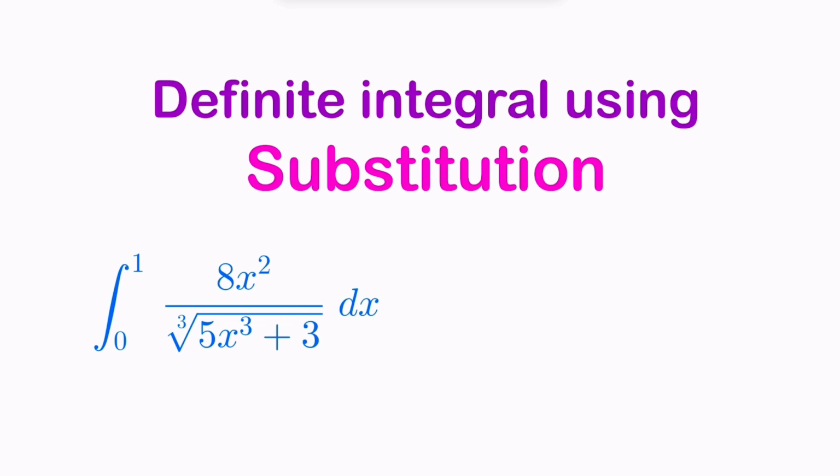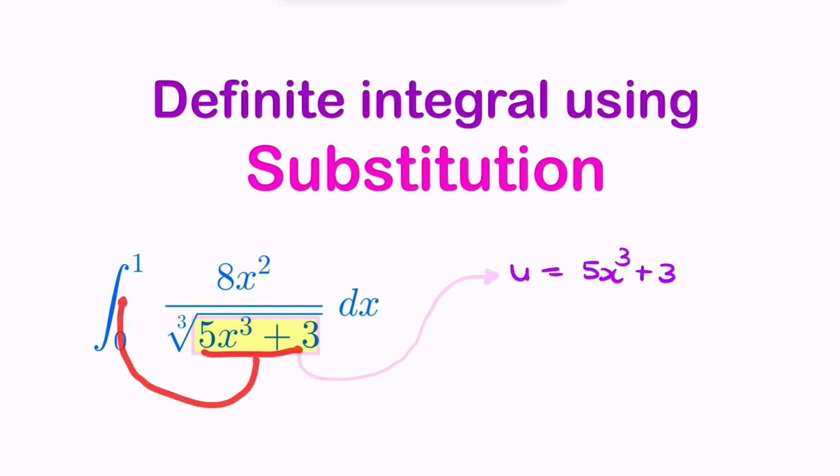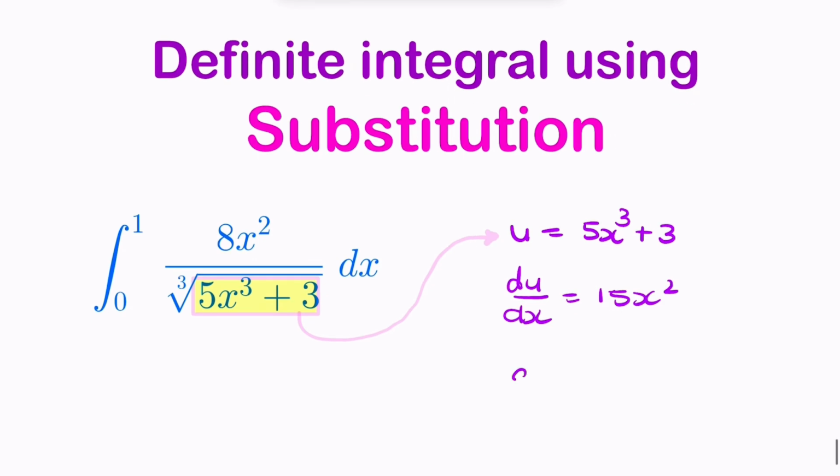So we need to change those limits at some point. But let's start by taking our expression here, the bit that's under the square root. It looks like that's the thing that we need to call u. So u will be our 5x cubed plus 3. And I know that because if I were to differentiate that, I get something that looks like the numerator. So du by dx is 15x squared, and dx is therefore du divided by 15x squared.